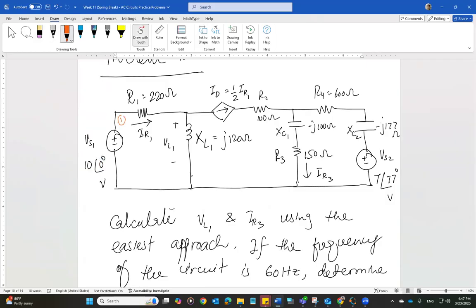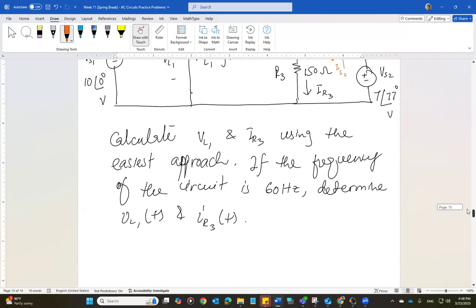In mesh number 1, I already have the current IR1. In mesh number 2, I have the current ID. And in mesh number 3, I can assign a current. I don't have any I1, but going with VS2, I just want to call it IS2, the current coming out of the source VS2. So let's say these are our three currents. And we can go ahead and write the KVL equation for mesh 1. KVL in loop 1.